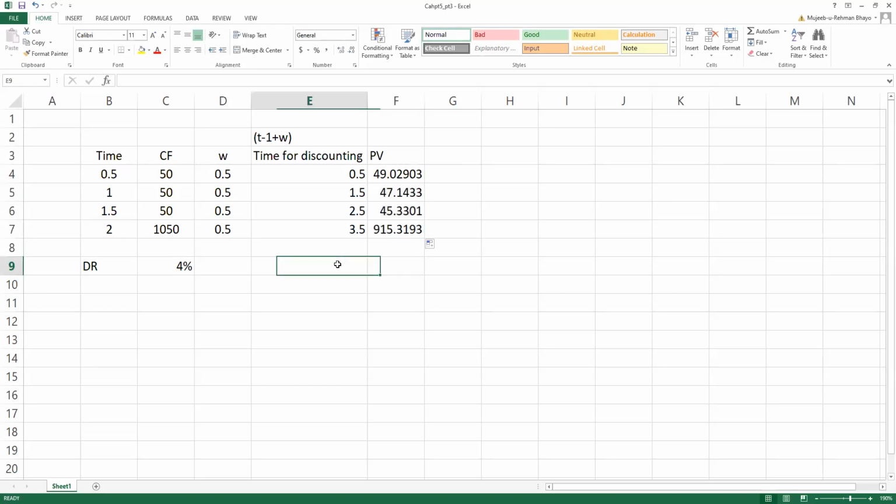Now again, if we want to see the price, we just have to sum all of these values. So now the price is 1056.88.